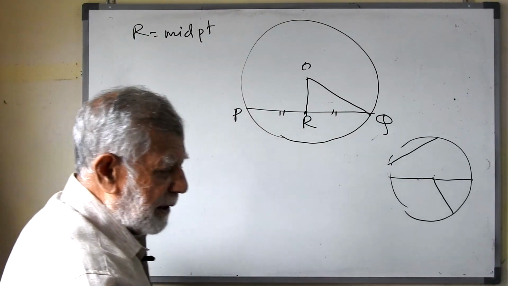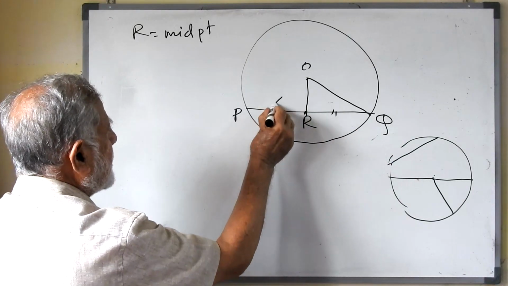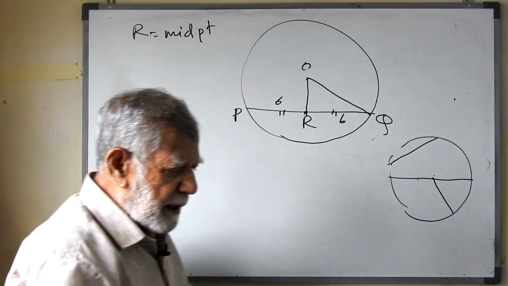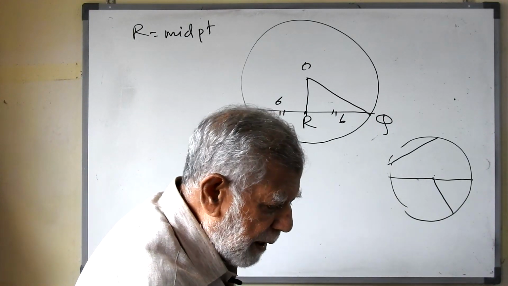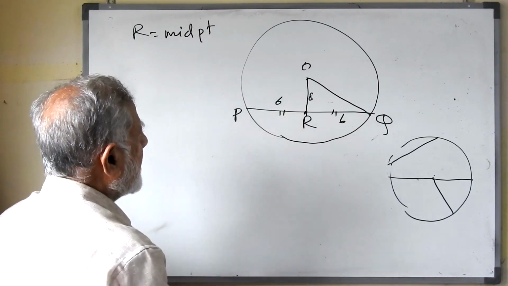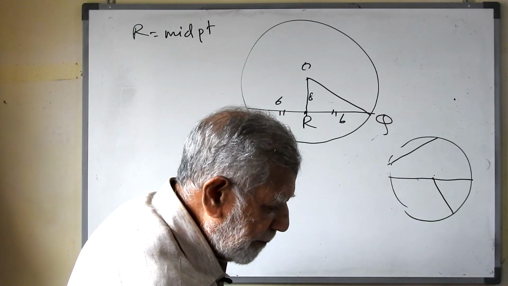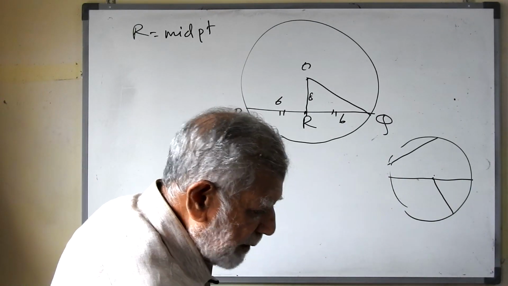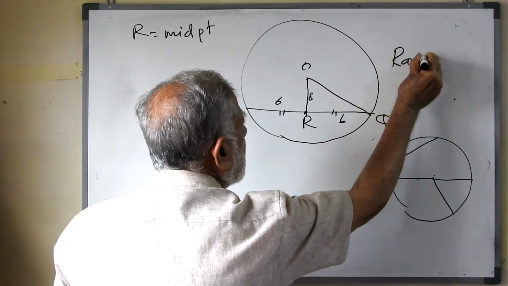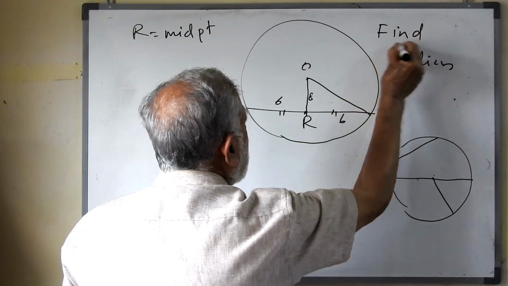PQ is given as 12. If R is the midpoint, then this should be 6 and this should be 6. They have also given the length of OR as 8. Now the question is, find the radius of the circle. What is the radius here?